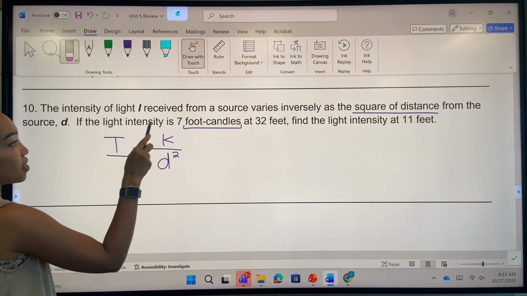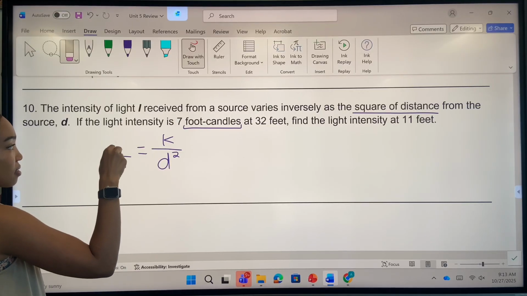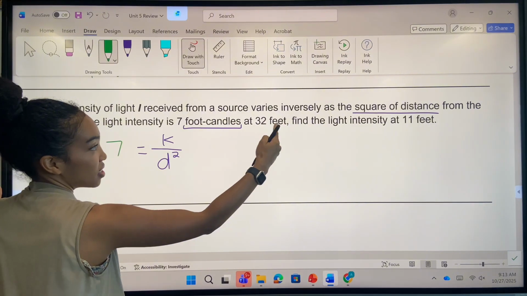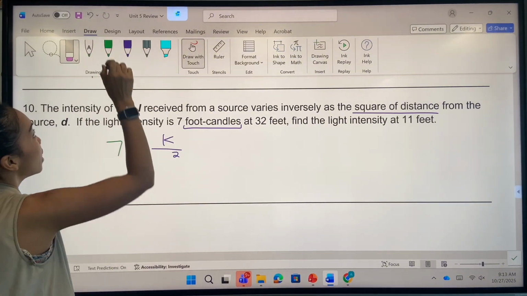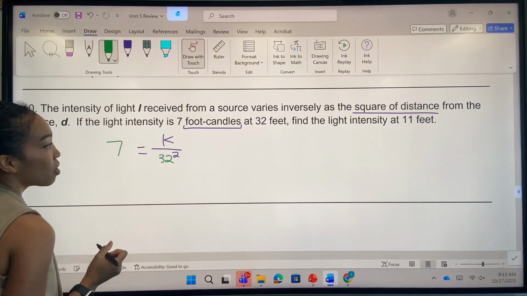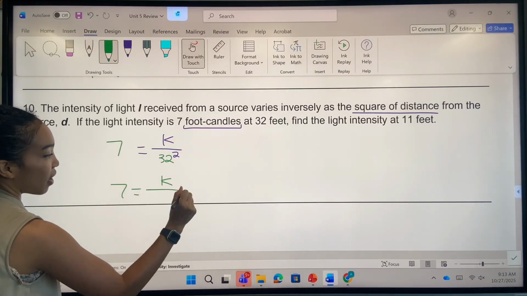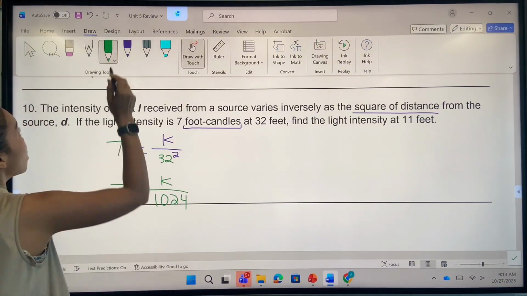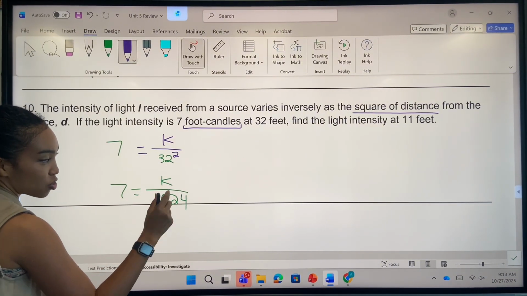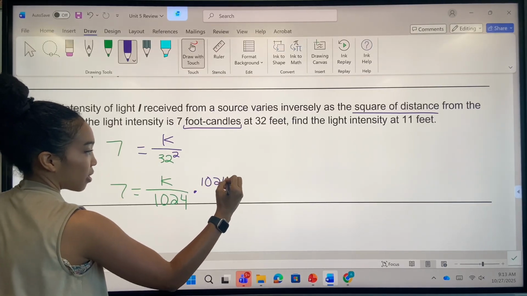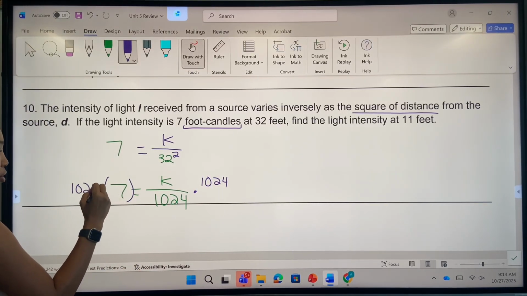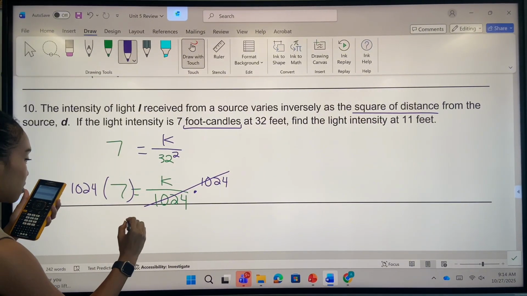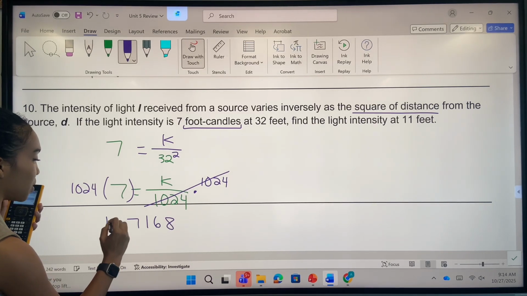Okay, so the intensity of light is 7 foot candles at 32 feet. This is the distance. So I'm going to erase D and put 32. Okay, so this is 7 equals K divided by 32 squared, which is 1,024. So K is being divided by 1,024, so the opposite is to multiply both sides by 1,024. And those cancel out. So 1,024 times 7 is 7,168. So that's what K is equal to.